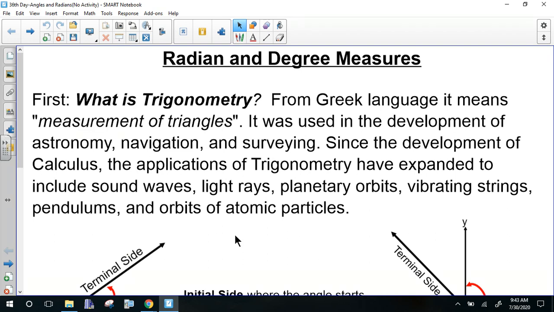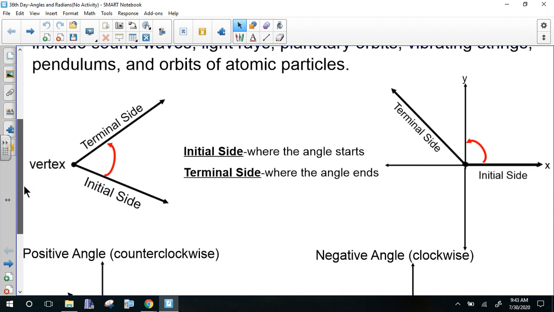It now includes sound waves, light rays, planetary orbits, vibrating strings, pendulums, and some orbits of atomic particles. Trigonometry, I usually tell my students, is basically just a fraction, a rational number, with a measurement of one side of a triangle divided by another side of a triangle. Okay. So it's a ratio of side lengths in a triangle.